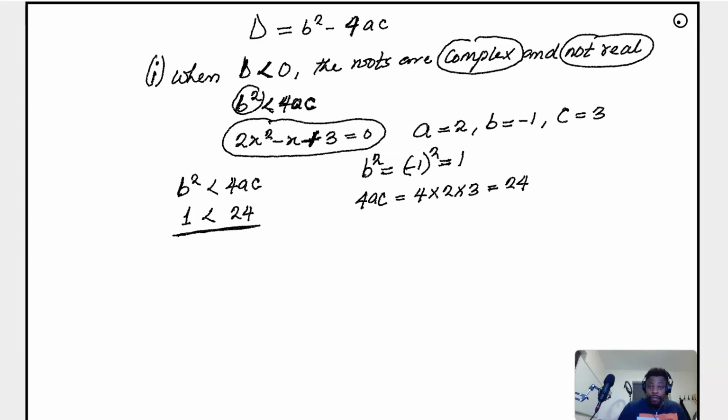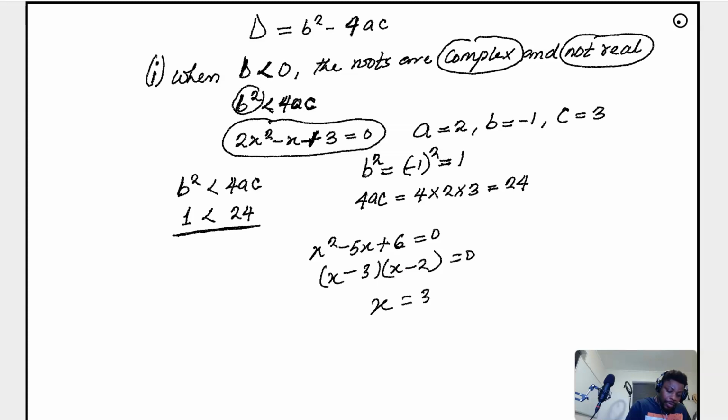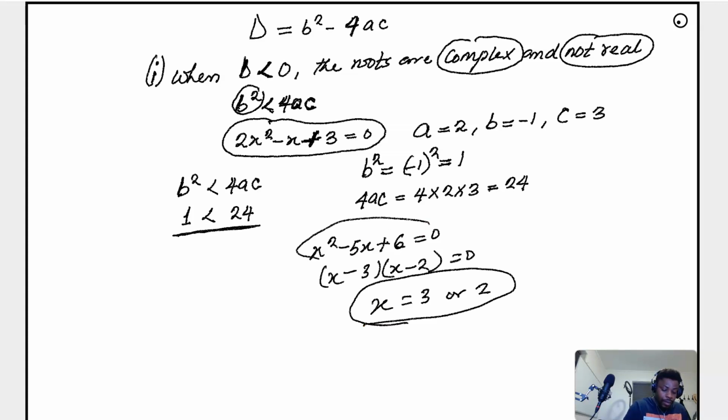When you talk about the roots of the equation, I'll quickly give an example. Remember, if you solve something like this, for an example, using the factorization method, x will be equal to 3 or 2. These are the roots of the equation. So the solutions you get in a quadratic equation are called the roots of that equation. That is the meaning of that.